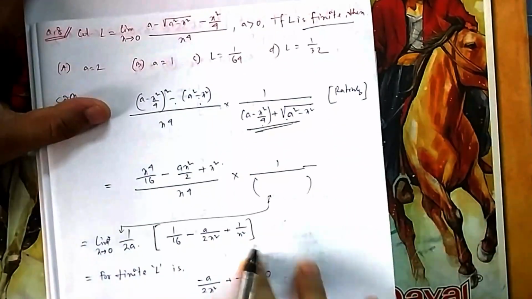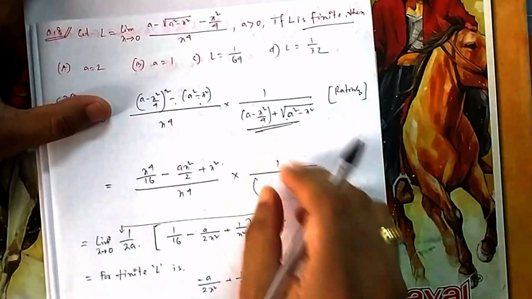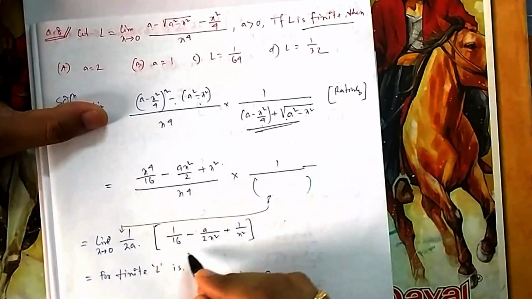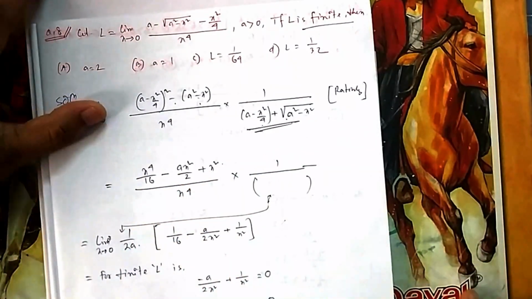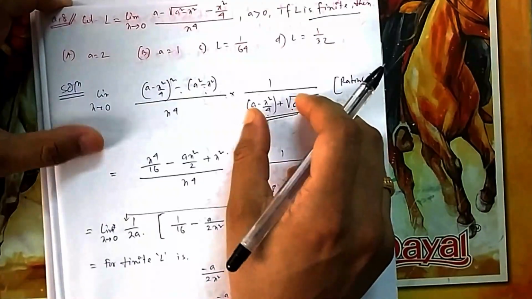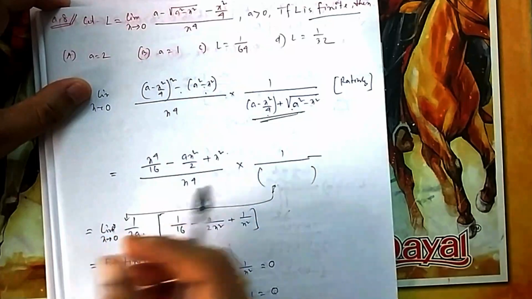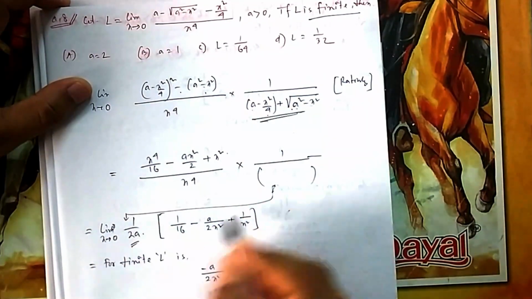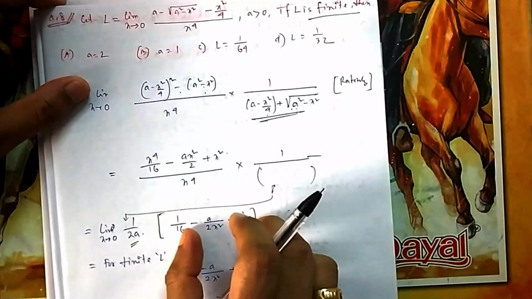Rationalizing. So if you open it now, let me keep it as it is. If you divide by x to the power 4, then it will be 1 by 16, then this is this. And if you put x equal to 0 here, because this is not creating any problem, you can take it outside. If you put 0, then it is a, this is also a, that is 2a, so 1 by 2a. This one I have kept outside, only this thing is remaining.